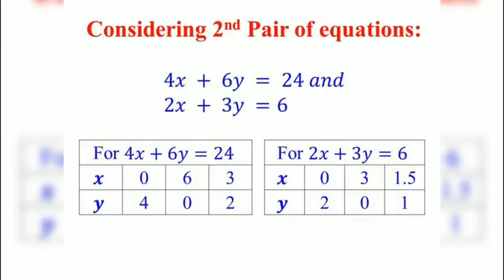Now consider the second pair of equations, that is 4x + 6y = 24 and 2x + 3y = 6. These are the two tables representing three solutions of each equation. By using these ordered pairs, we will represent the pair of linear equations in two variables on a graph.